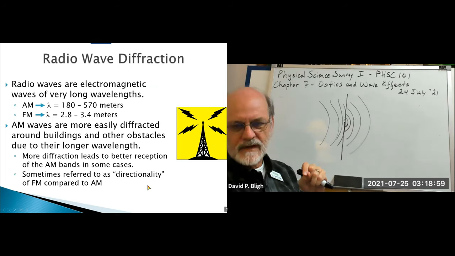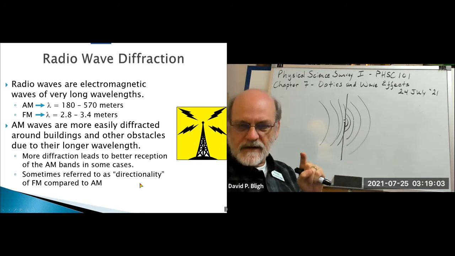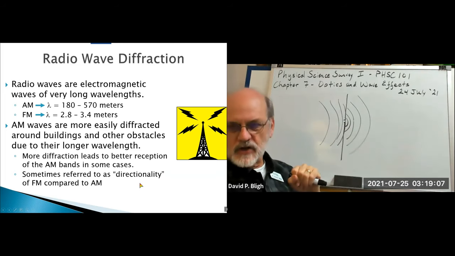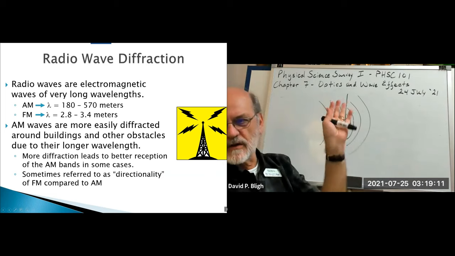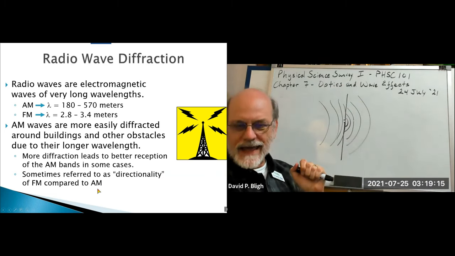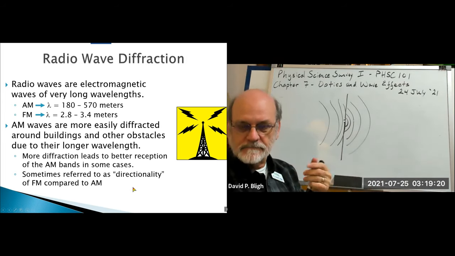So that leads to the concept of directionality. The FM signal is more line of sight. You go behind a mountain, you lose your FM signal, so the diffraction over the mountain doesn't occur. AM, you can pick it up.